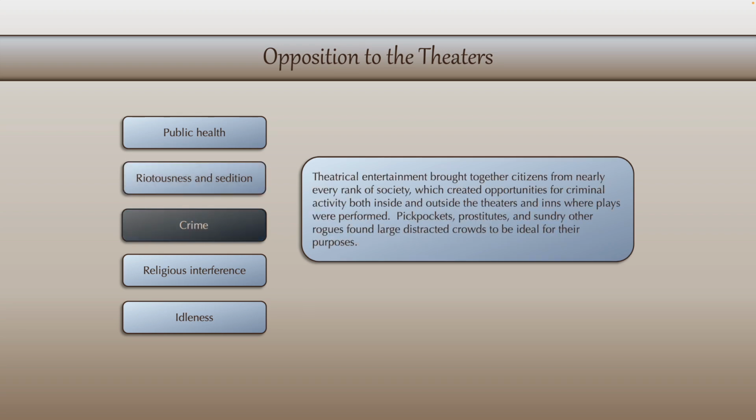Crime was a big concern. Theatrical entertainment brought together citizens from nearly every rank of society. I don't think the nobility attended the public theaters, but anyone with money could go. So this created opportunities for criminal activity, both inside and outside the theaters and inns where plays were performed. Pickpockets, prostitutes, and sundry other rogues found large, distracted crowds to be ideal for their purposes, and even the playwrights themselves sometimes incorporated this knowledge into their plays. I'm thinking of The Roaring Girl, where reference is made to the criminal element of theater crowds.